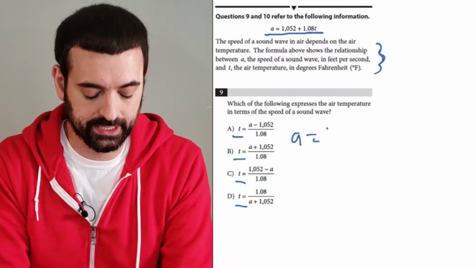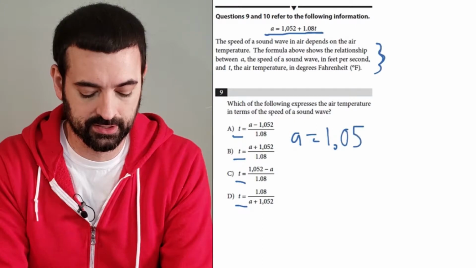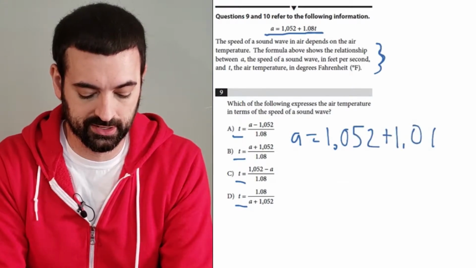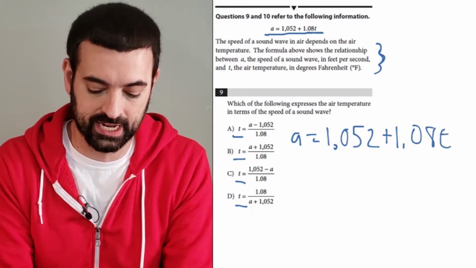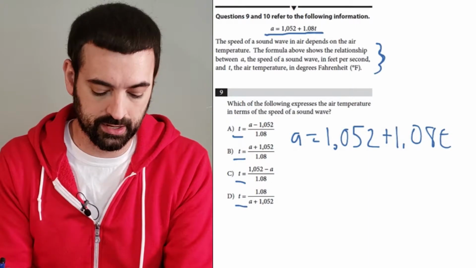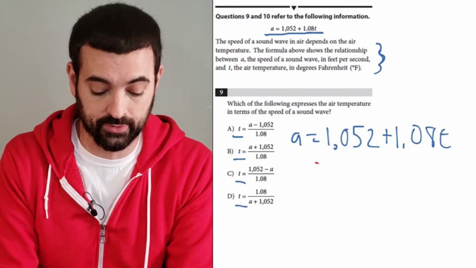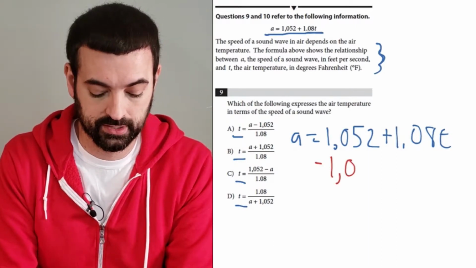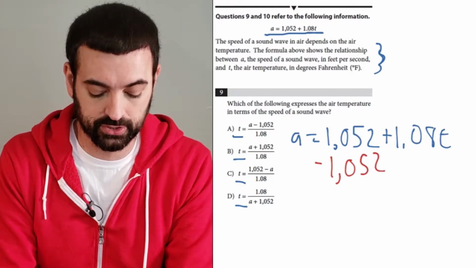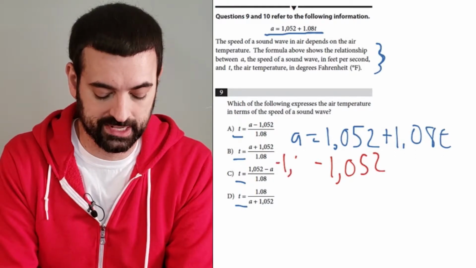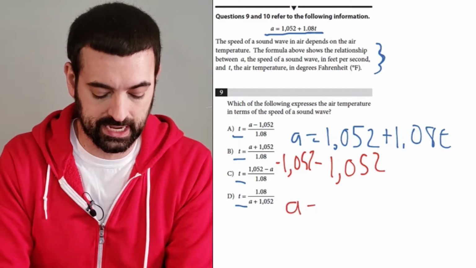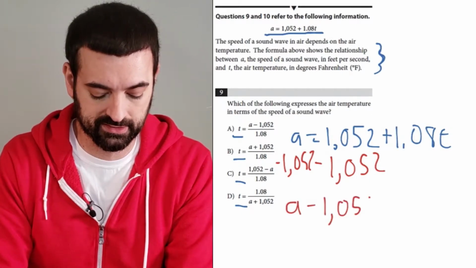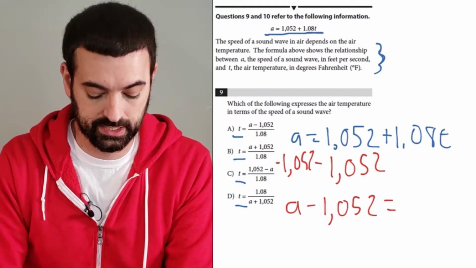A equals 1052 plus 1.08 t. I have the handwriting of a small child with a broken hand. And let's use reverse order of operations. Let's subtract 1052 from both sides. And we get A minus 1052 equals 1.08 t.